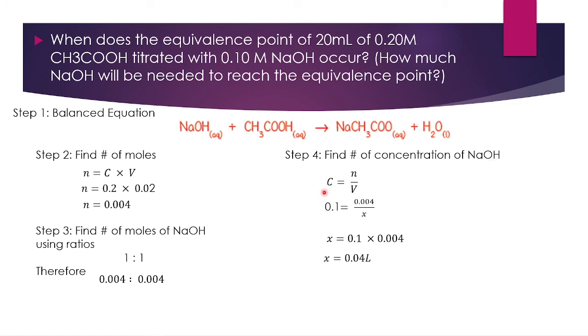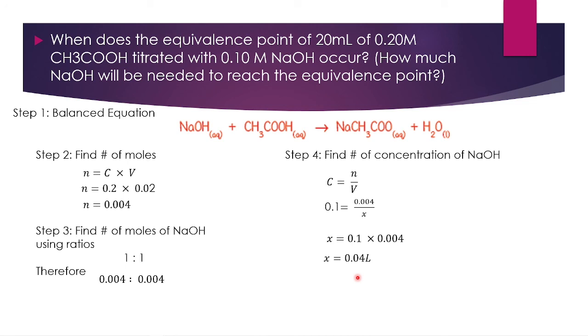From that, we can then find how much of the NaOH we need. We know that we have a 0.1 concentration solution. We're trying to find out how much volume we need. So we're going to use the same equation, input the values, and then rearrange. This number will swap over to there, and this number will be swapped over to there. So we end up with 0.1 times 0.004, and we end up with 0.04 litres. So you would need 40 mL of the solution to get it to equivalence.